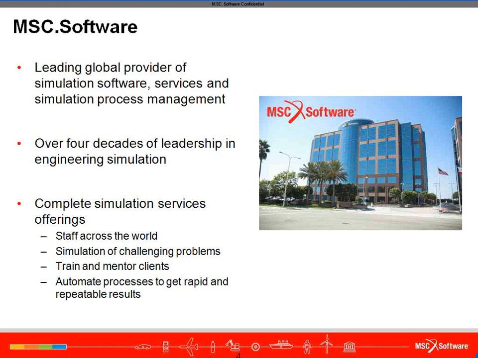At this point, I would like to pass the control to Doug Malcolm, who will go through more details on how MSC's products can be used in the nuclear industry. Doug, please take over.